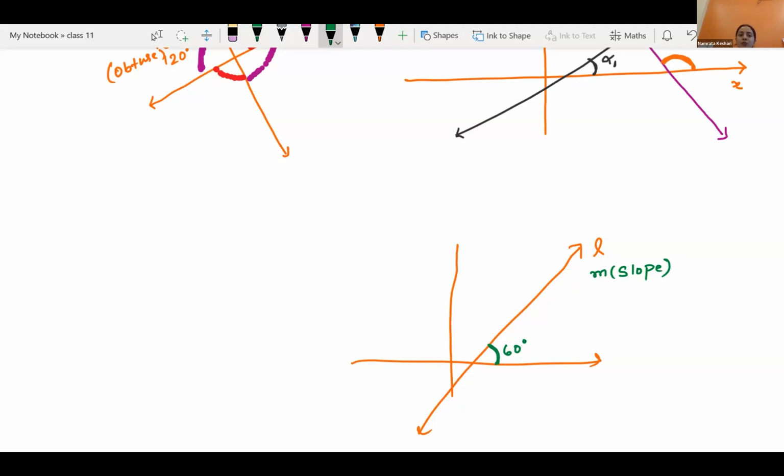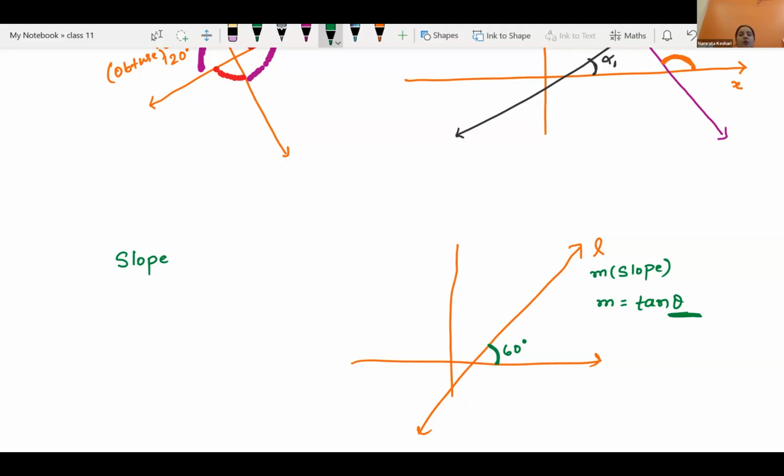So slope means how much our line is inclined. Is it this much inclined, or this much, or this much? What angle is it making with the positive direction of the x-axis? Not just the angle is representing the slope, but with the help of the angle we can find the slope. The slope m can be found with tan of this angle.